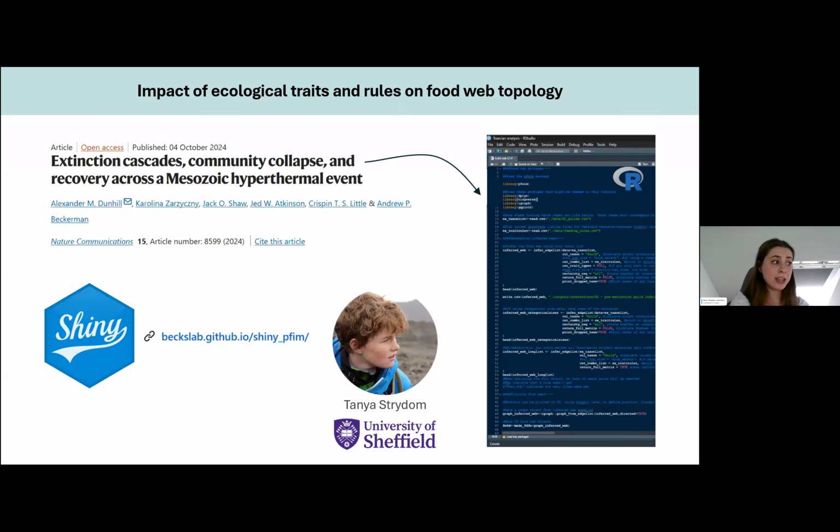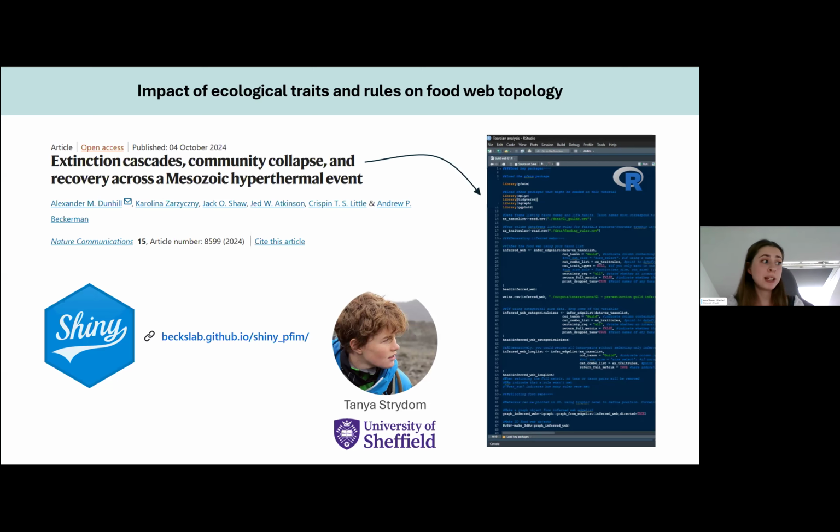Instead, I'm going to talk about a Shiny app that we're currently developing. So this has been largely the work of Tanya Stradum, who's a postdoc at the University of Sheffield. And the eventual goal is that the Shiny app will become a tool which will allow you to upload your data set, so your taxonomic data set with your ecological traits, and then you'll be able to build the rule set in the app, and then you'll see the food web being generated as you change those rules. So it'll be really helpful to see, as you change the rules, what impact this will have on topology.